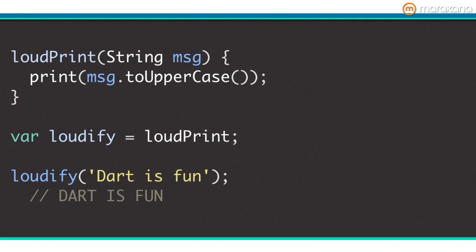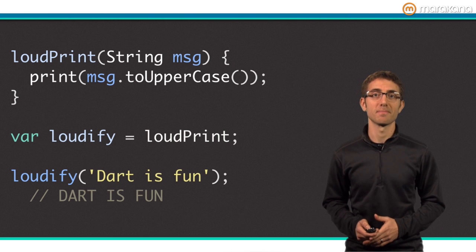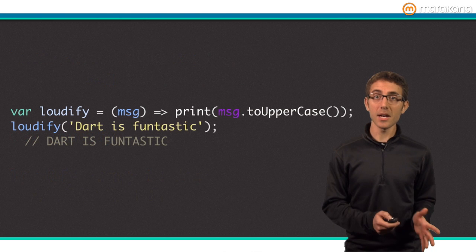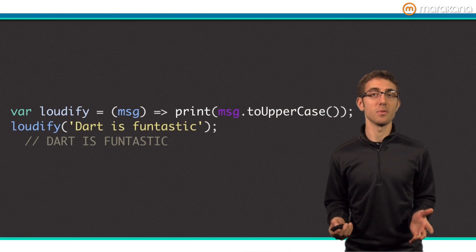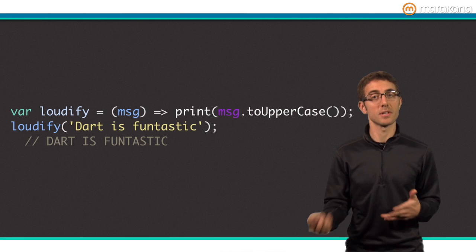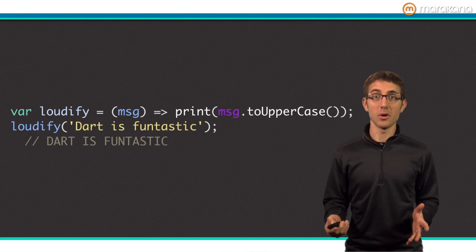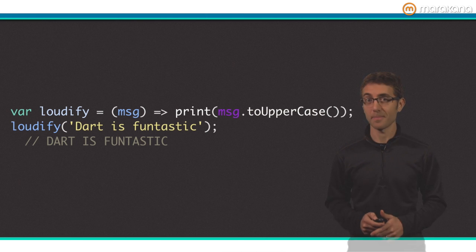Just like you can assign objects to variables, here's an example of assigning a function object to a variable. Notice how you can call the loudify variable just like a normal function. You can also assign an anonymous function directly to a variable like this. You might use this technique if you want to retain a handle on the function so that, for example, you can add or remove it from some collection. Now that you know you can treat functions as objects, you can start to do some even more fun things.